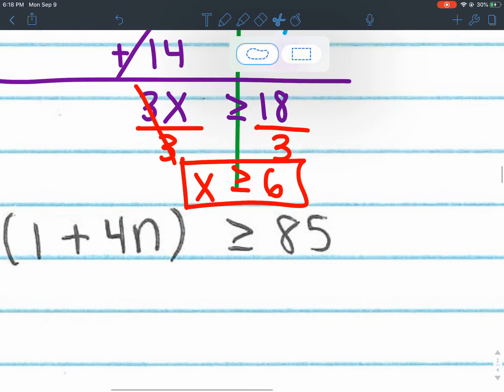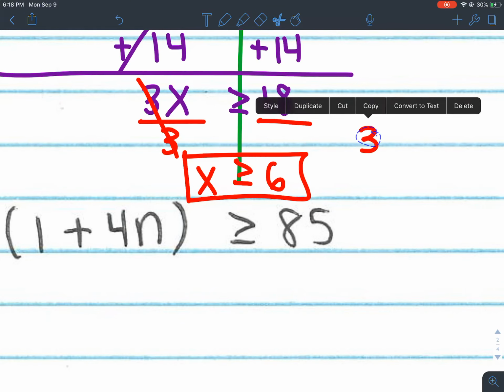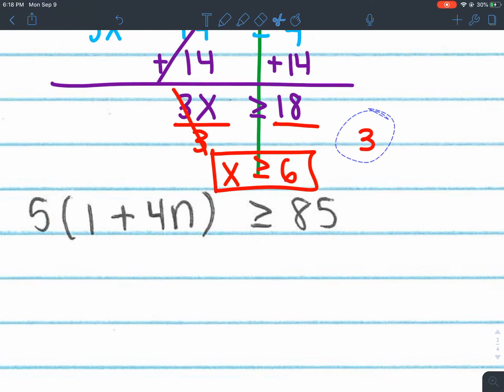Let me make this 3 a little bit smaller. Shrink it. Come on. Shrink. There we go. Move it there.